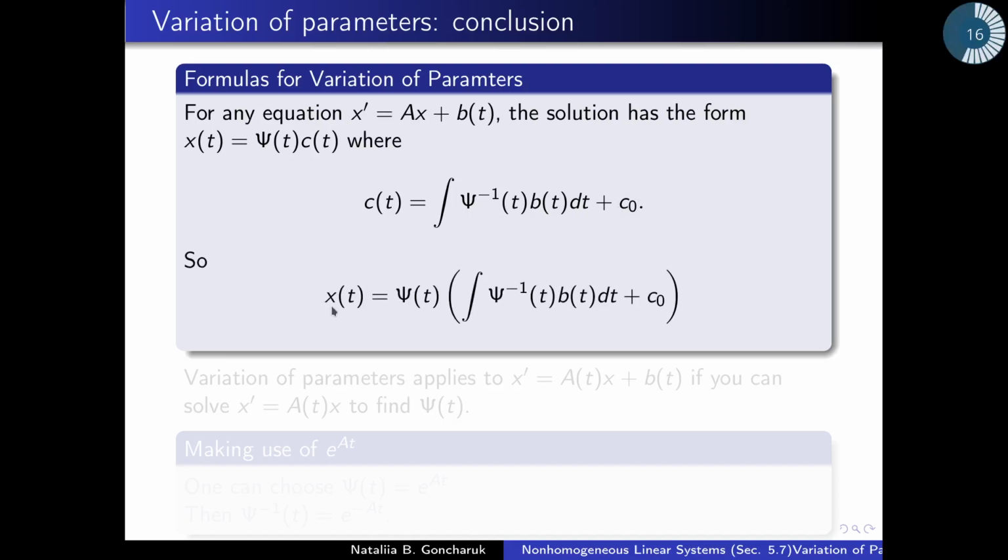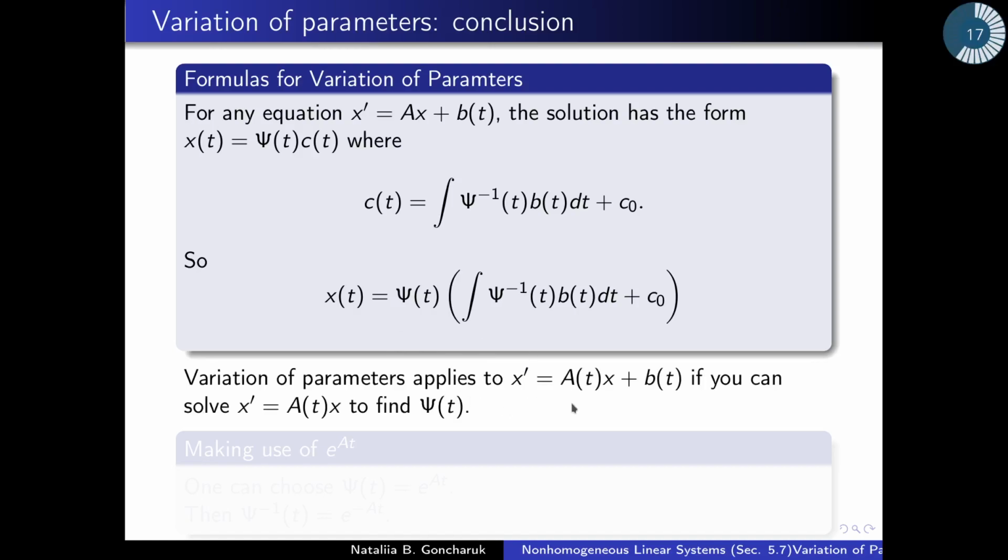And now we get a formula for x that is a little bit hard to remember, so maybe it is easier to remember this formula and remember that x is psi multiplied by C. This is our formula. It actually applies to the more general case when A depends on T, when the linear part depends on T. But before you can use it, you should compute the fundamental matrix, which is hard when A depends on T. So we are not going to do this in the course.